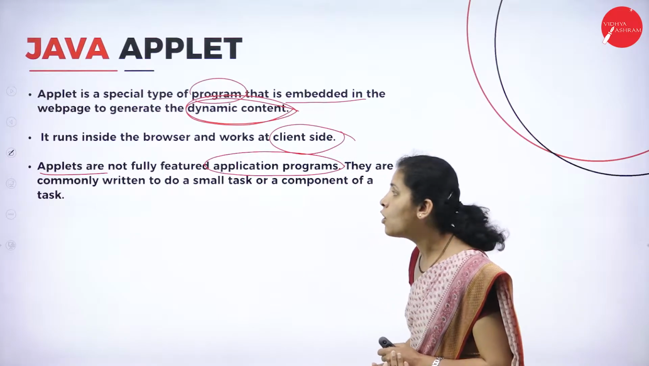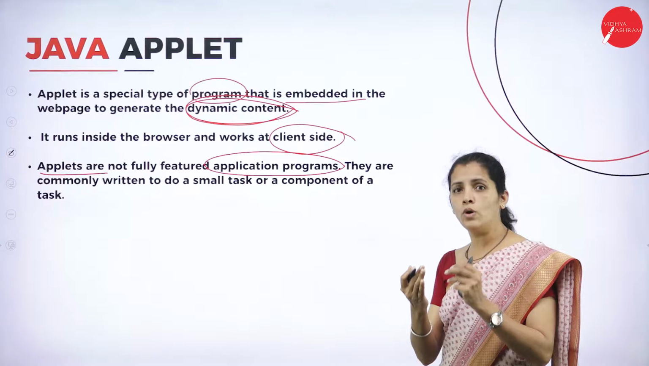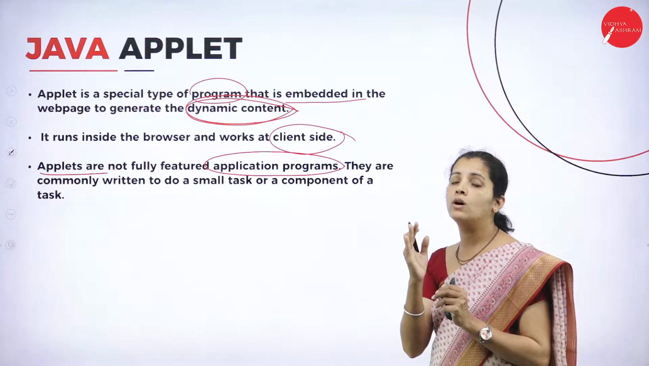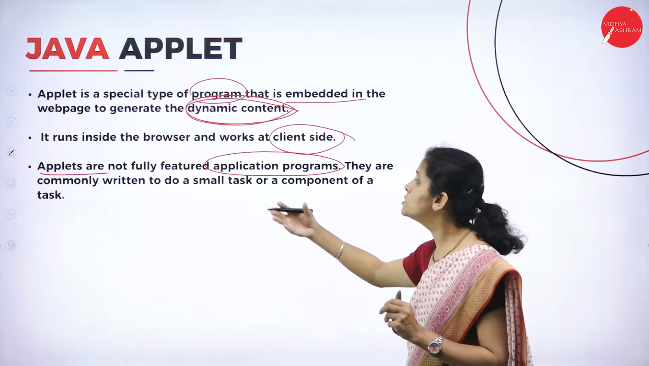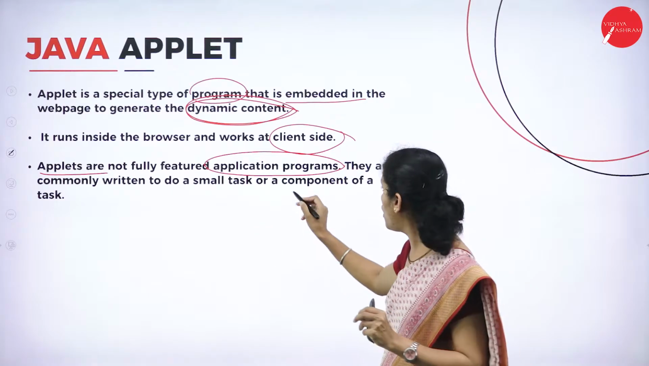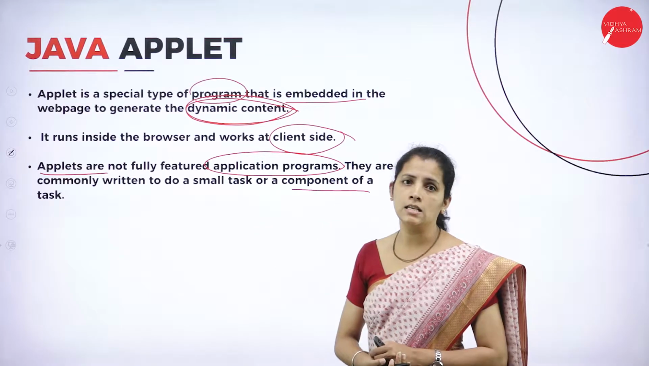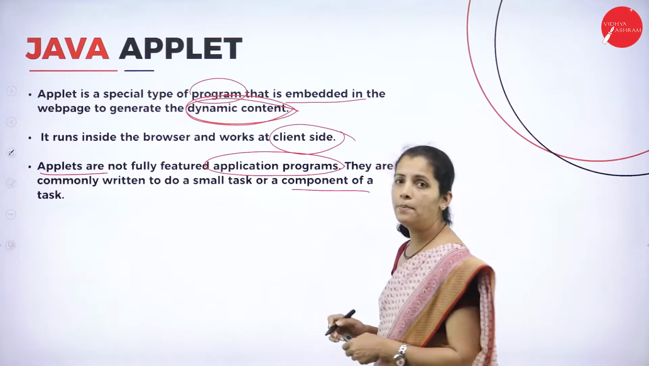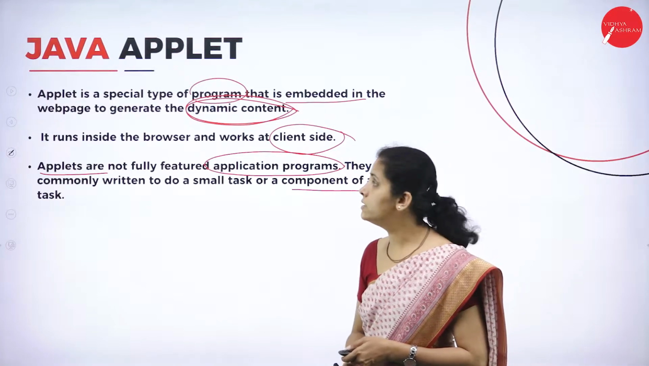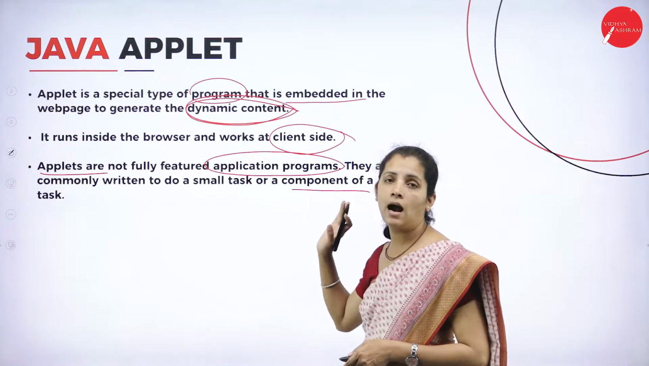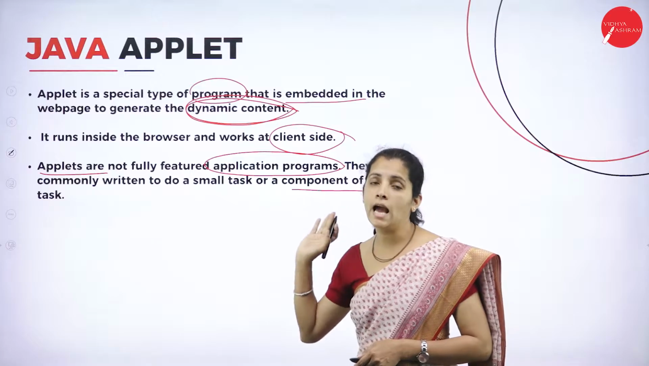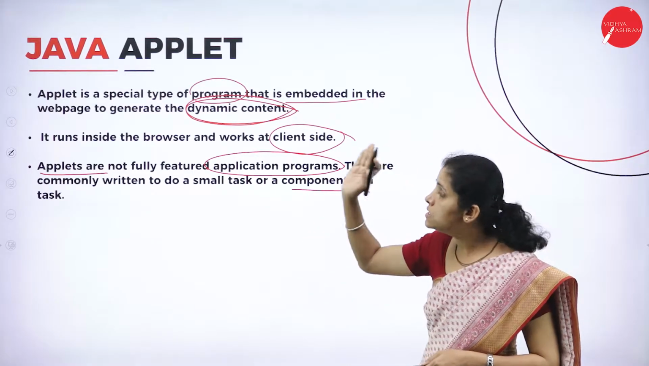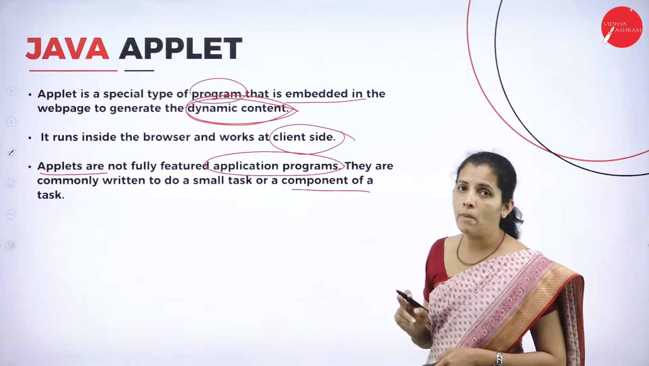They are commonly written. That means I'm going to use an applet program to perform small tasks or components of a task. For example, I can consider a calculator. So this is all about what is an applet. So this is only for 2 marks.